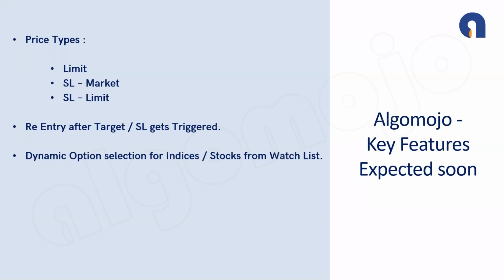Then a dynamic option selection for indices and stocks, which you can add into a watch list. That is another area that we are working on, to be released shortly. Then there is the copy trading kind of facility where you can share your signals or your trades with family and friends. So whatever trades you are working with, similar kind of trades can be executed for your friends and family members also. This is another facility that we are currently working on to be released shortly.